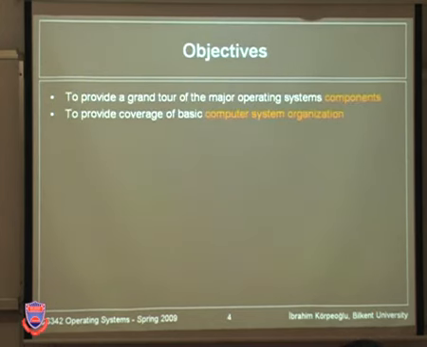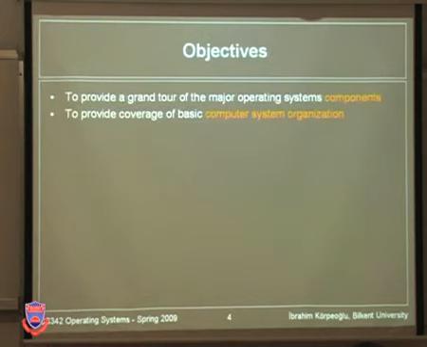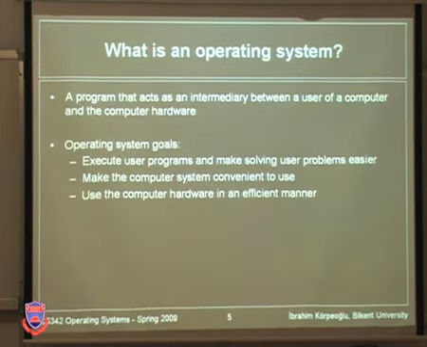So let's start with what an operating system is, okay? So the objective of this first lecture is to provide a grand tour of the major operating system components, okay? We will just briefly describe them, and then we will provide a coverage of the basic computer system organization. The detailed information about that is actually obtained in your CS-342 course last year, okay? So we will briefly summarize the computer organization, the topics that you have learned in CS-342 last year. So what is an operating system?